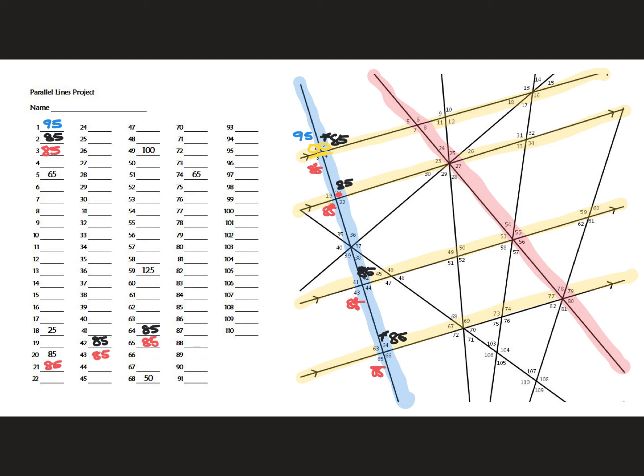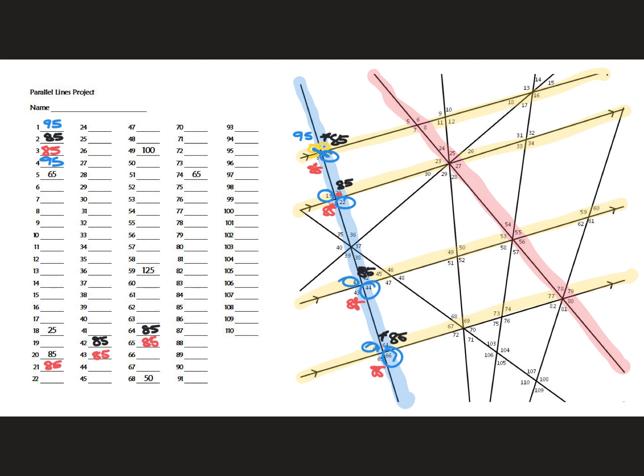Just like before, any angle that's in that same spot is going to be the same, or congruent. So 19 is 95, 41 is 95, 63 is 95. And across from those are their vertical angles. So angle 4 is 95. Angle 22 is 95. Angle 44 is 95. Angle 66 is 95. That's the approach you can take when you get to some of these other lines.